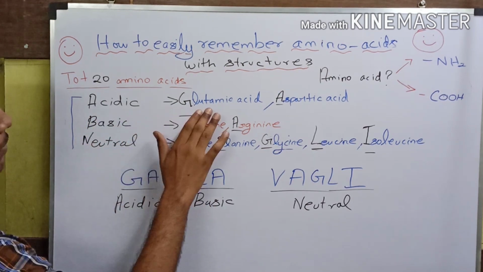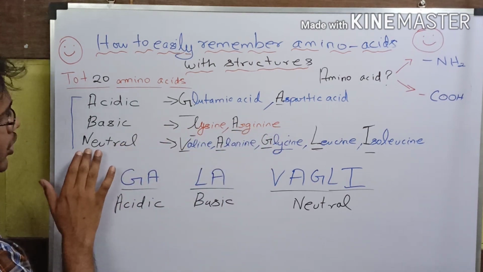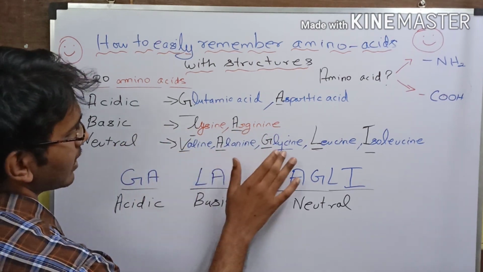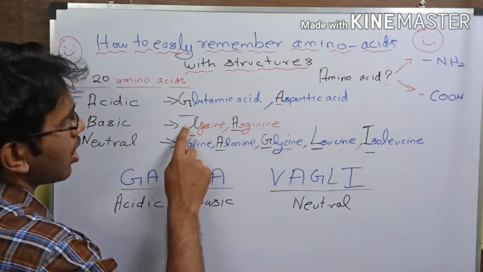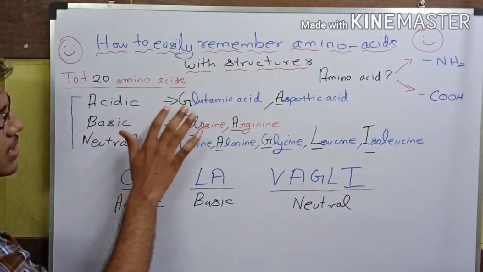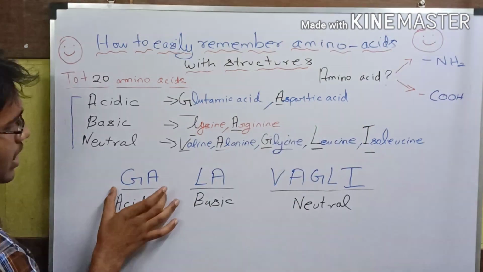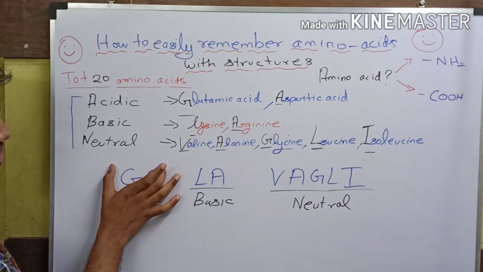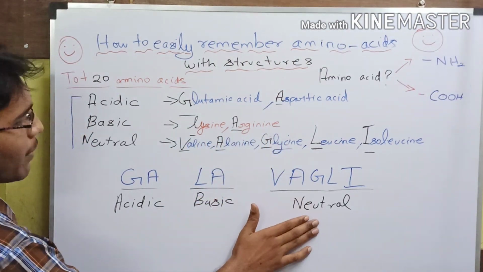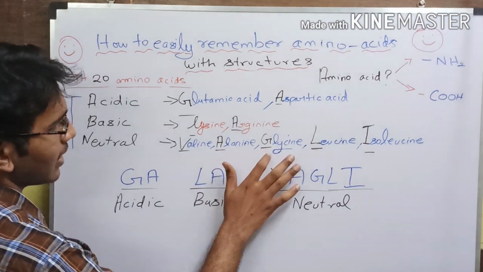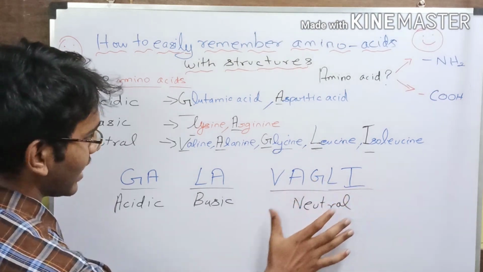Acidic amino acids: glutamic acid and aspartic acid. Basic amino acids: lysine, arginine. Neutral amino acids: valine, alanine, glycine, leucine and isoleucine. We have taken only the first letters of all amino acids. For example, in acidic amino acids, G for glutamic acid and A for aspartic acid. So, acidic is shortened to GA. Basic, lysine and arginine, so LA. Neutral amino acids, valine, alanine, glycine, leucine and isoleucine, so VAGLI, vaguely.